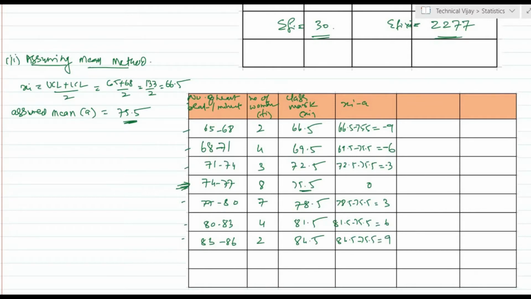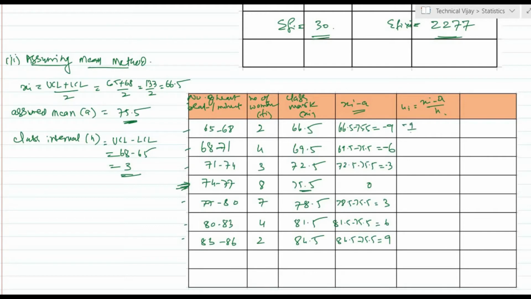Now here this is xi minus a we have got. So ui is equal to xi minus a divided by h. So what is this h? H is the class interval. Class interval that is denoted by h, which is equal to upper class limit minus lower class limit. Here 68 minus 65. So this is bandwidth also we can call. So this is equal to 3. This 3 we have to divide.